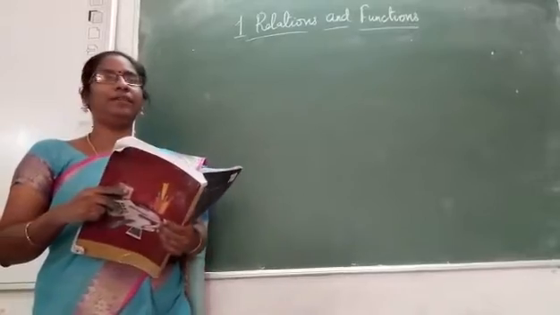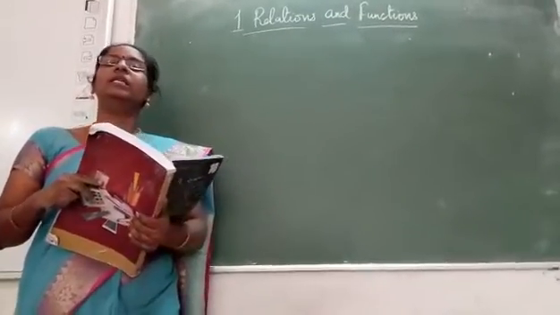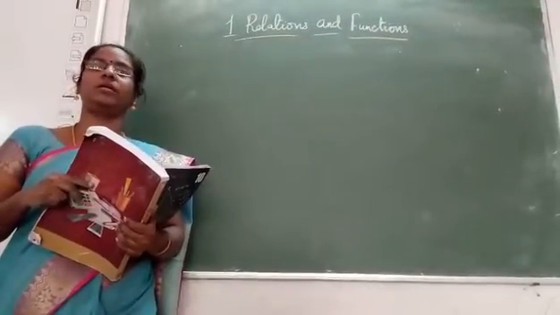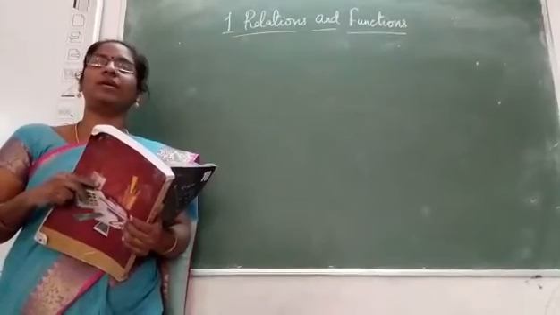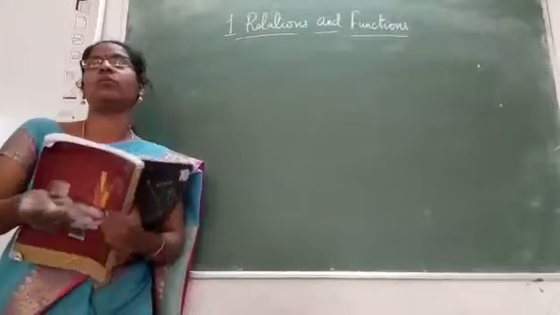Now, we already learnt about domain, codomain and range. In a function, the domain is called the pre-image and the codomain is called the image. Let us see the exercise.